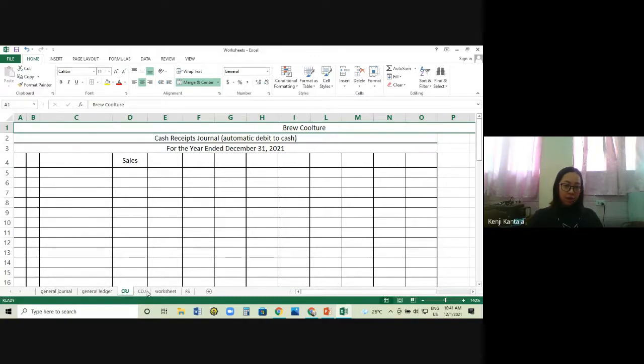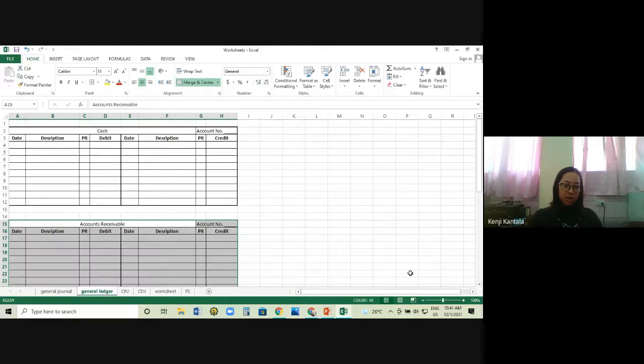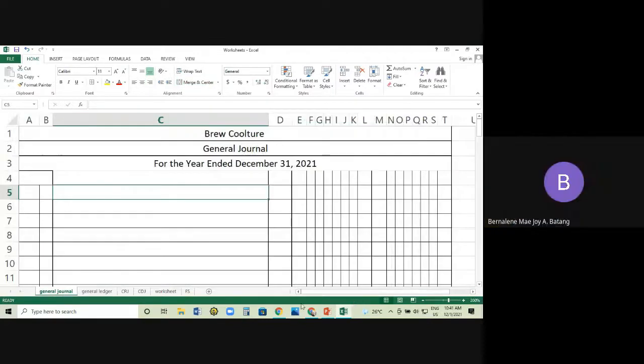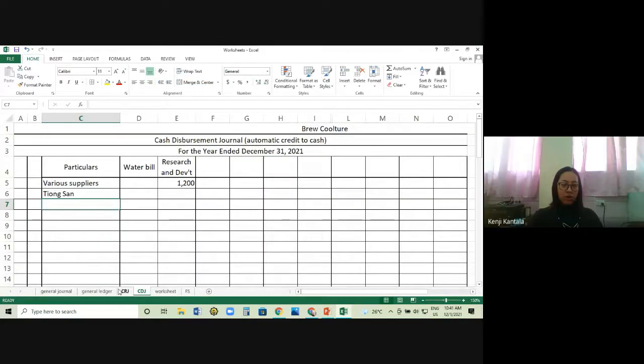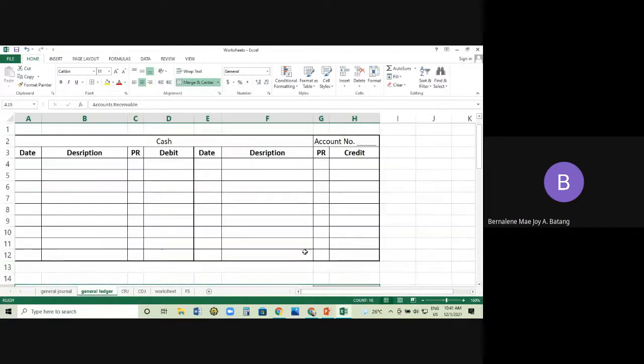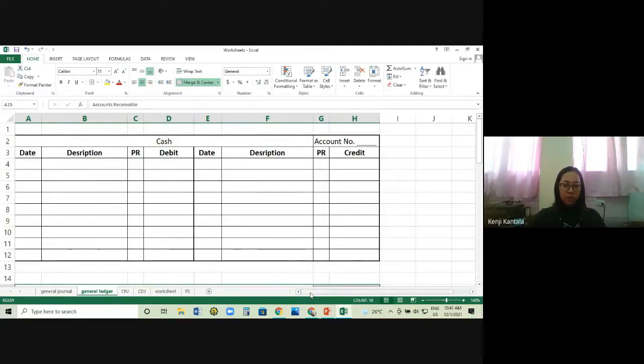Tama ba? Yes po, ma'am. Okay, so naghanap kayo ng mga pang isusupplies po. So, you mean part of your inventories? Supplies na ibebenta ninyo or supplies na gagamitin yung raw material? Miss Bernalyn?